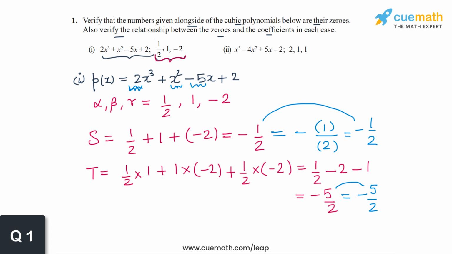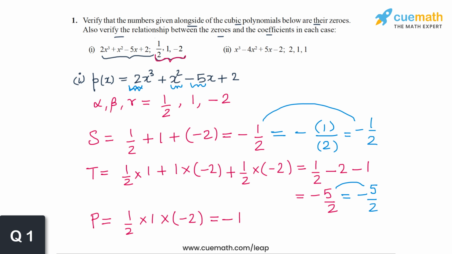So both of these match again, which means that the sum of zeros taken 2 at a time, that relationship also holds true. Finally, let's calculate the product of the zeros. So from the zeros themselves, the product should be equal to half into 1 into minus 2. So this should be equal to minus 1.